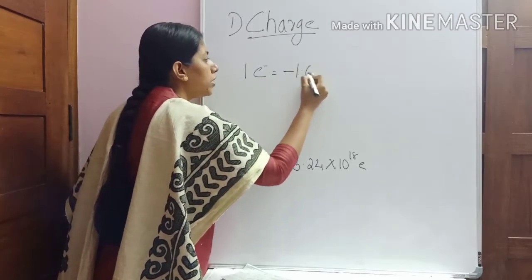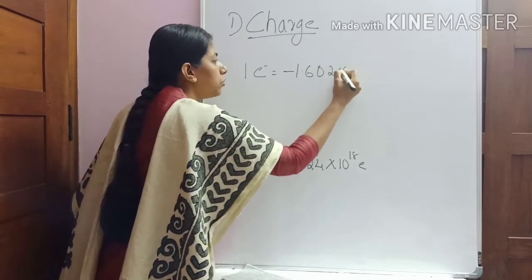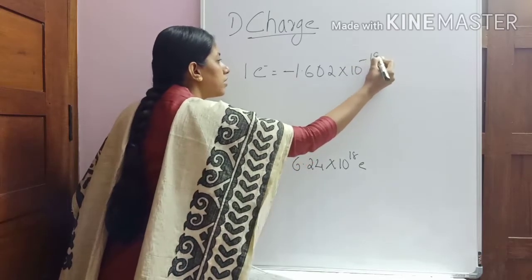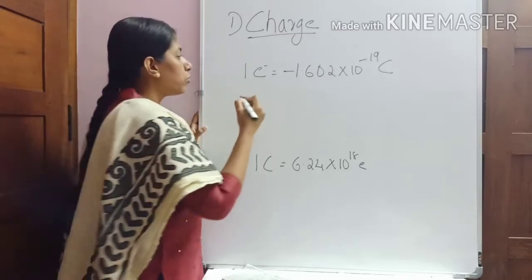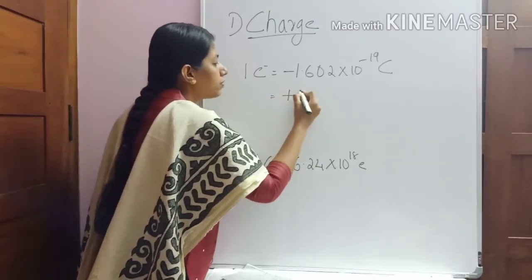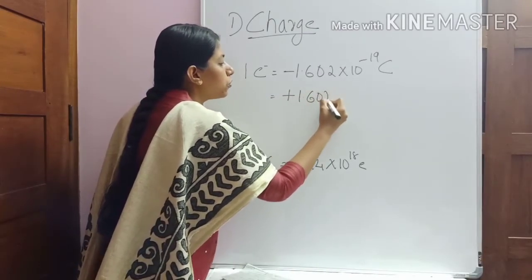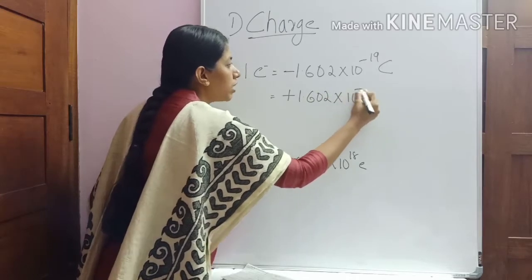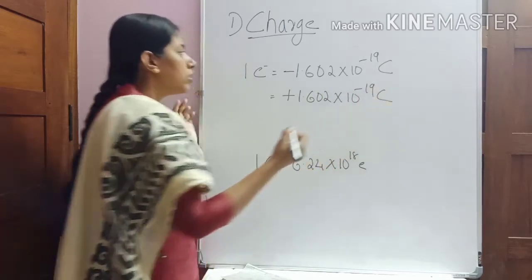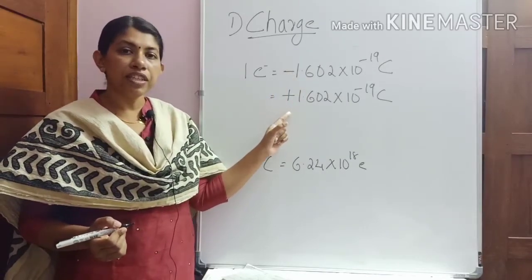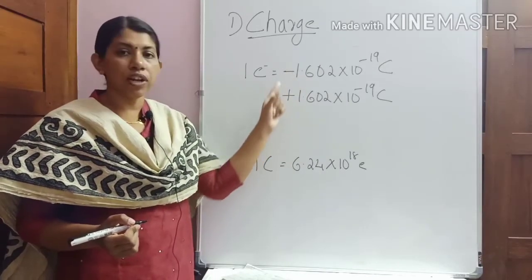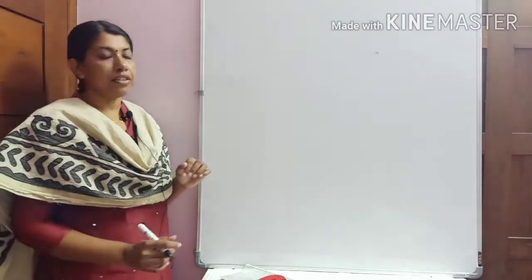minus 1.602 into 10 raised to minus 19 coulomb, and the charge of 1 proton will be plus 1.602 into 10 raised to minus 19 coulomb. So the magnitude of the charges of electrons and protons will be the same. The only difference is in their polarity. Next is current.